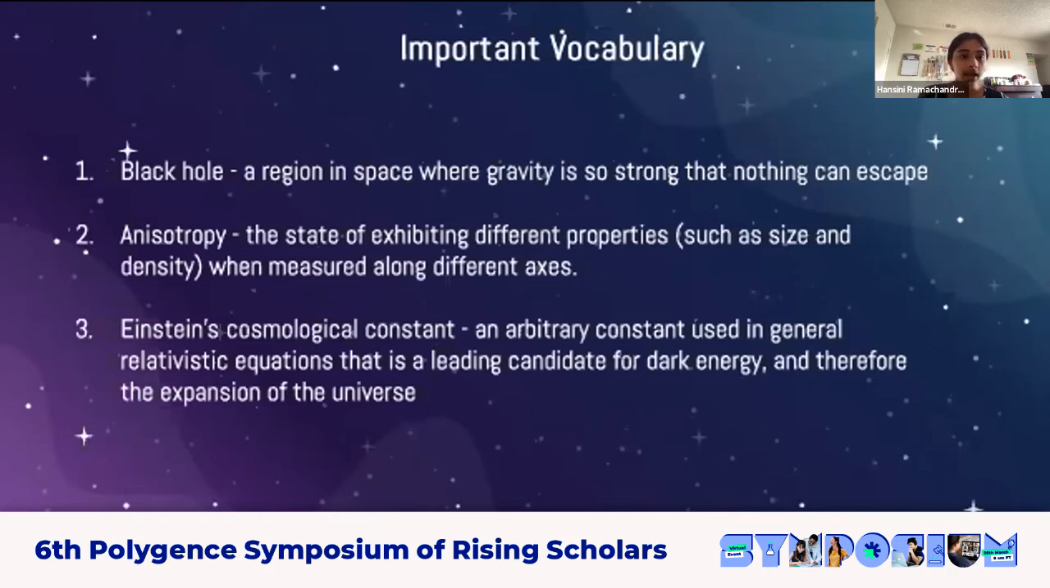So here's some important vocabulary to negative mass cosmology. Firstly, a black hole is defined as a region in space where gravity is so strong that nothing can escape, not even light. Anisotropies are the states of exhibiting different properties, such as size and density, when you're measuring them on different axes. And finally, Einstein's cosmological constant, which is just referred to as a cosmological constant, is an arbitrary constant used in general relativistic equations that is a leading candidate for dark energy and therefore the expansion of the universe.